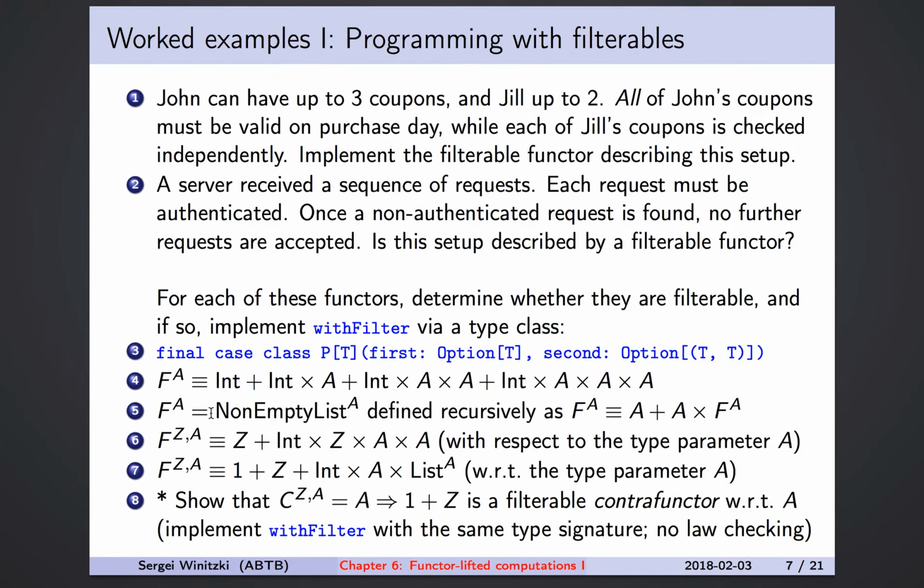The next example is the functor, which is non-empty list. It's a recursive functor defined like this. So its type f is defined as a disjunction of a or a times f. And so it can be A, or it can be A times A, or it can be A times A times A, and so on. So it's a list that has always at least one element. It's just like a list, except it does not have the unit. It cannot be empty.